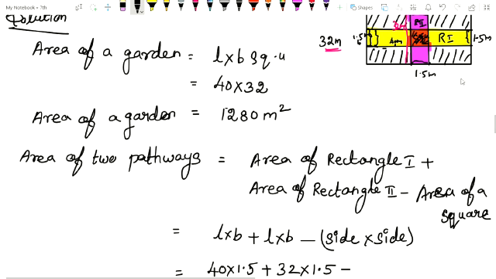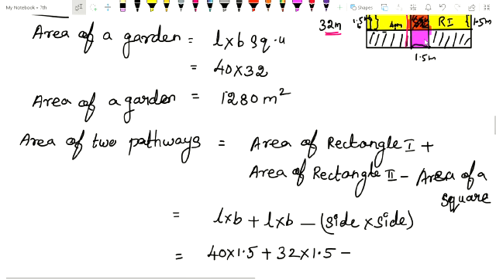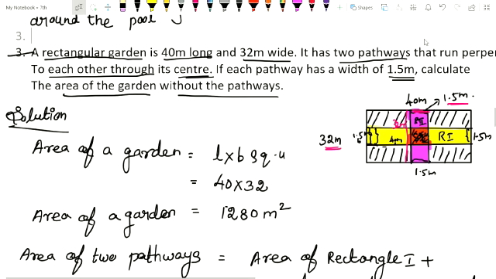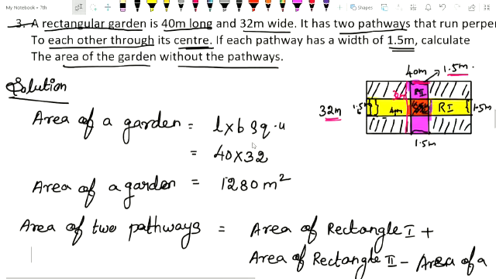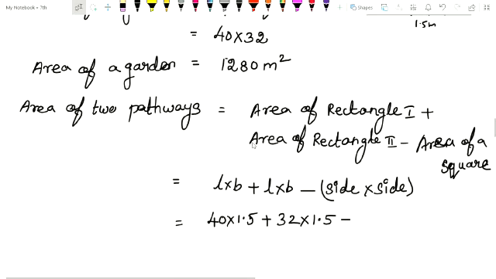Look here, this is the side of a square. This side is 1.5 meter. So the side of a square is 1.5 meter. So side into side, 1.5 into 1.5. Now multiply this.